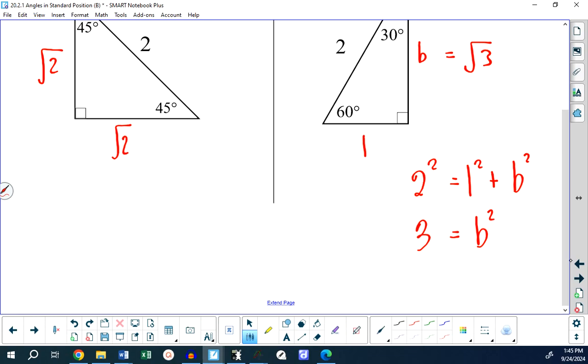What is it you're doing on your calculator? Just put your calculator down. We're not using a calculator right now.